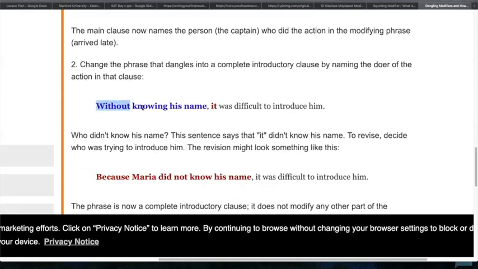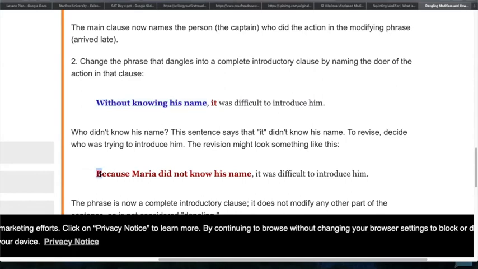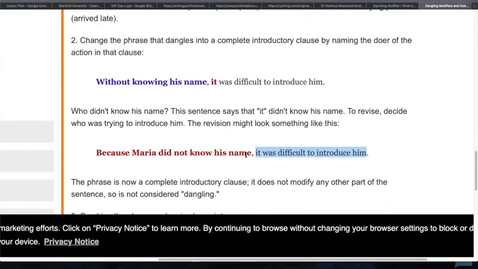Here's another one. Without knowing his name, it was difficult to introduce him. So the question is, who didn't know? Because this modifier is modifying someone that did not know his name, right? That's what it means here. So without knowing his name, it was difficult to introduce him. We don't know who doesn't know the name. Therefore, this is a dangling modifier error. And here it's correct, because Maria did not know his name. It was difficult to introduce him. Here we know that the one who didn't know his name was Maria.